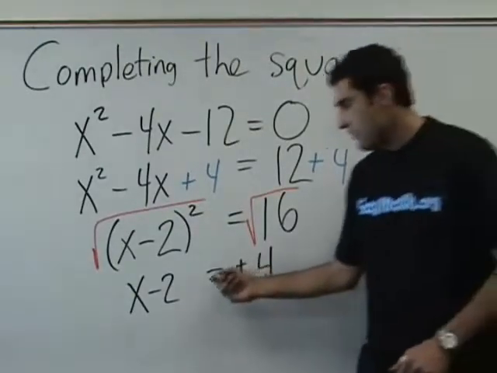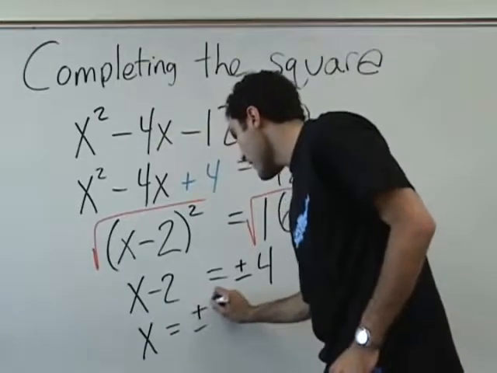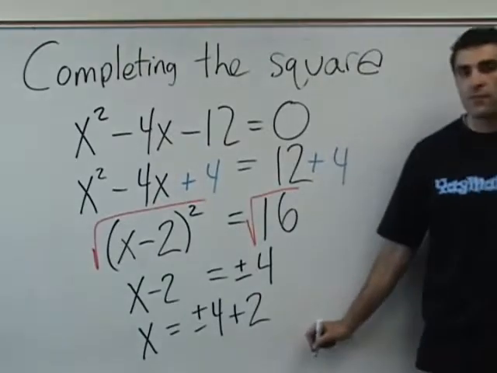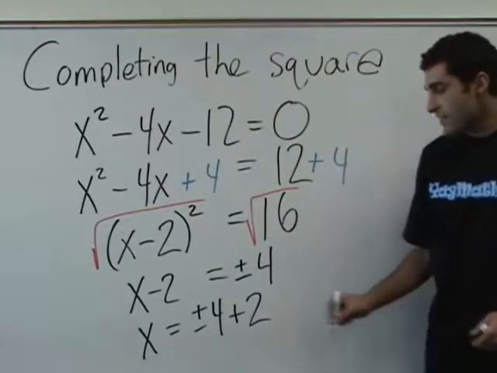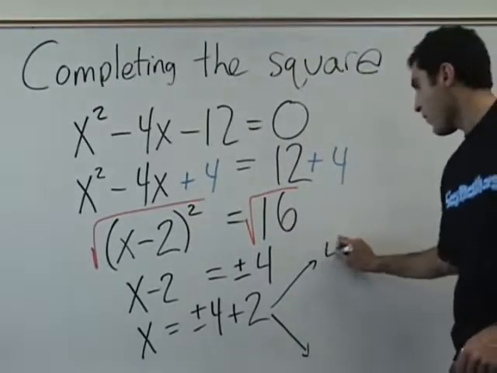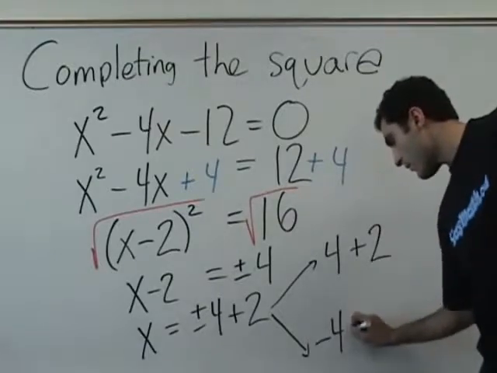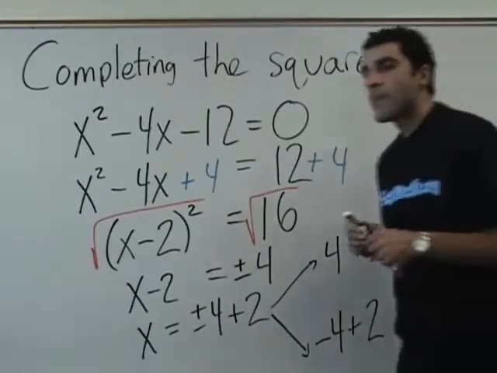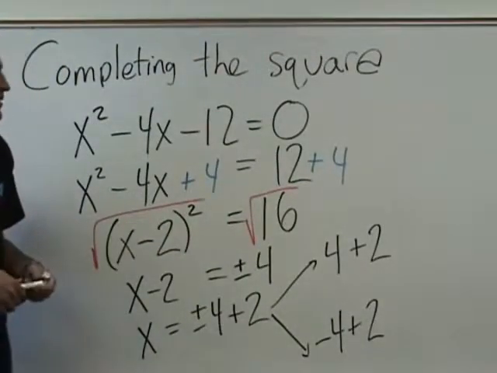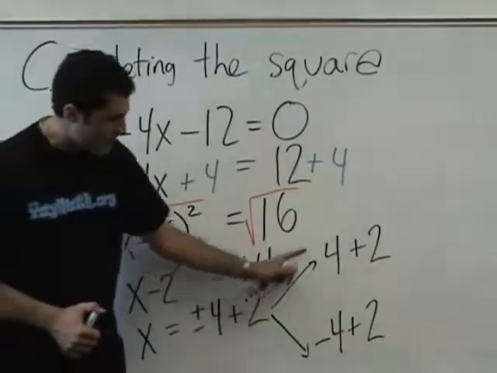Add 2. Add 2. x equals, now watch this, plus or minus 4 plus 2. What this means is this, watch closely. Two answers. 4 plus 2, negative 4 plus 2. That's what plus or minus means. It means 4. It also means negative 4. So from this answer we get two paths.